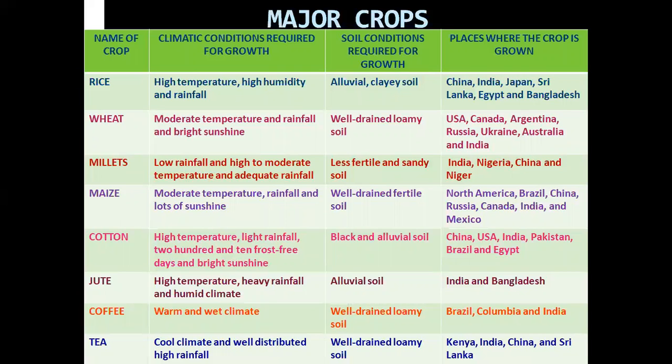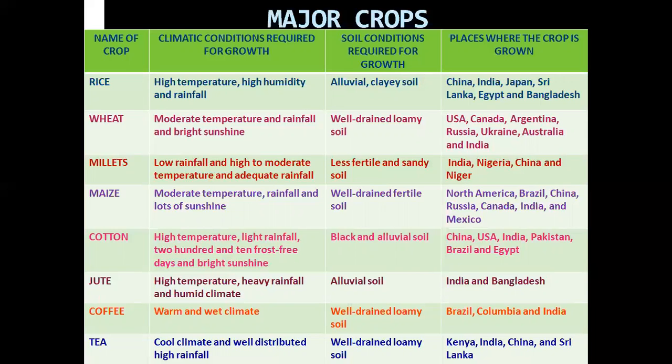Maize. Maize requires moderate temperature, rainfall, and lots of sunshine. It needs well-drained fertile soils. Maize is grown in North America, Brazil, China, Russia, Canada, India, and Mexico.